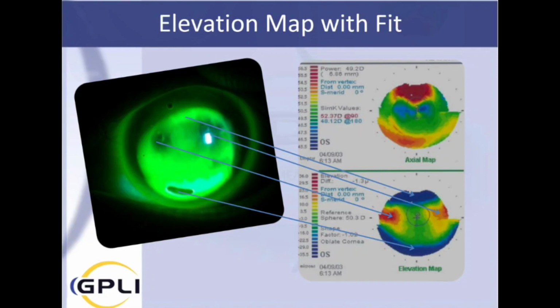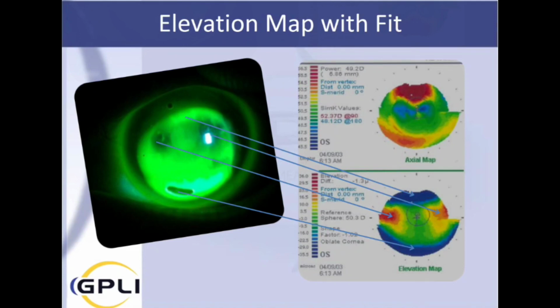Don't forget, the contact lens is the original topographer. If you wonder what your fluorescein pattern is going to look like, you should always look to your elevation map, not the axial map. Contact lenses will typically center over the high areas on the cornea, not over the steep areas on the cornea.